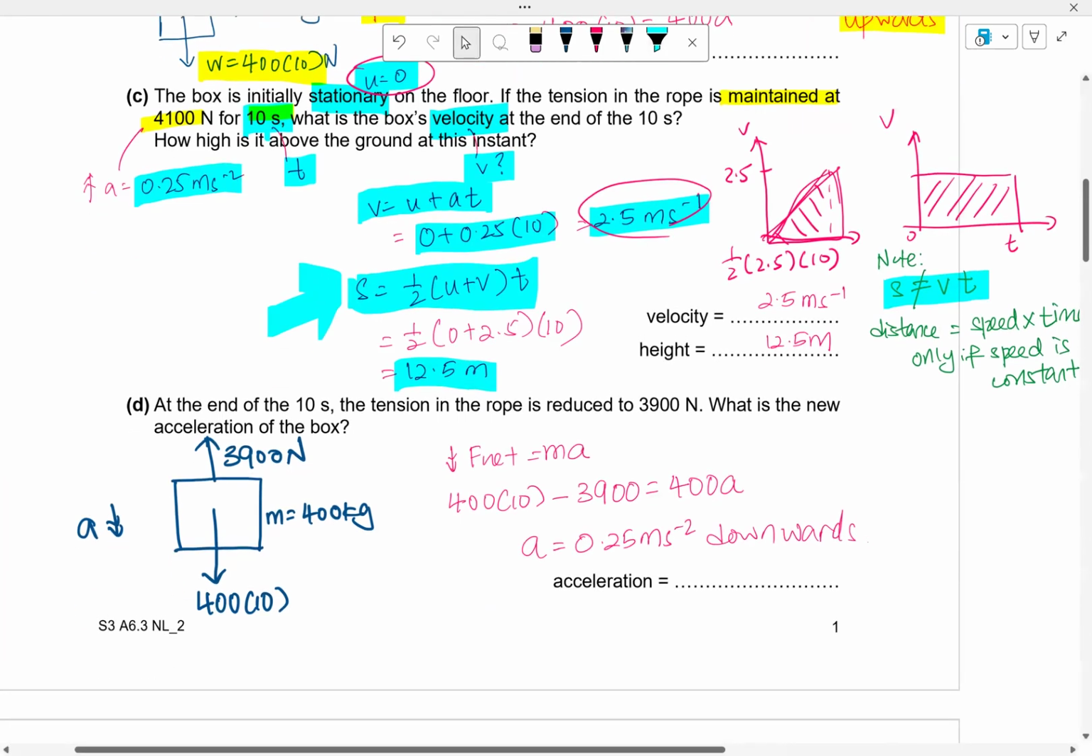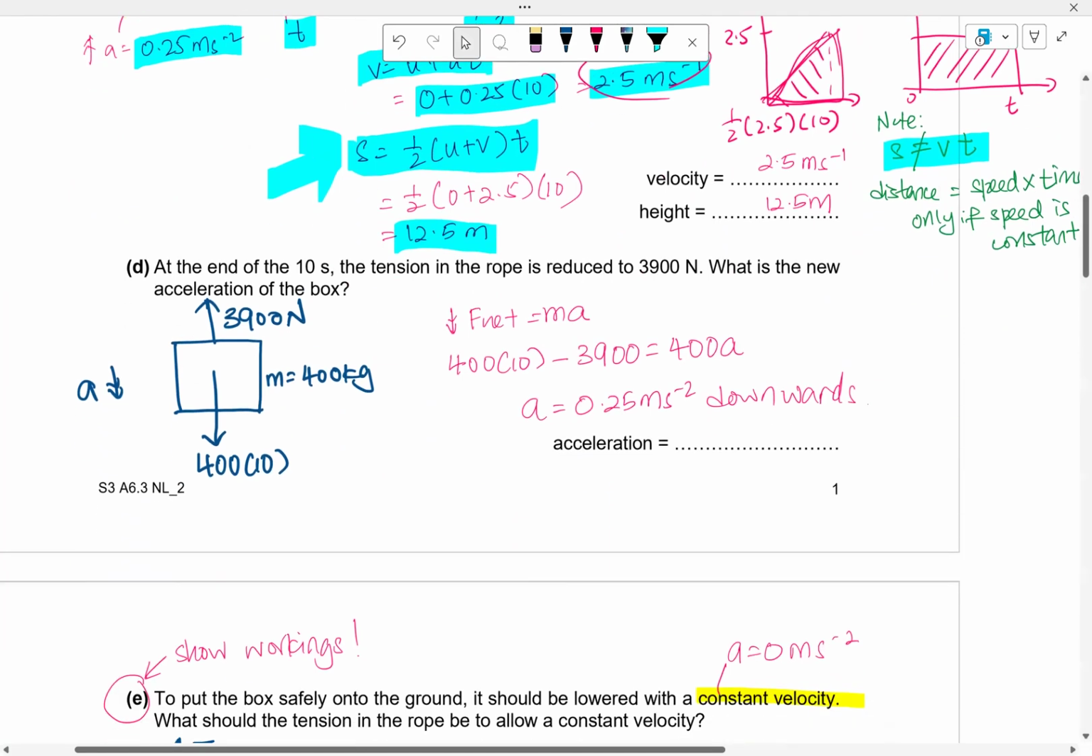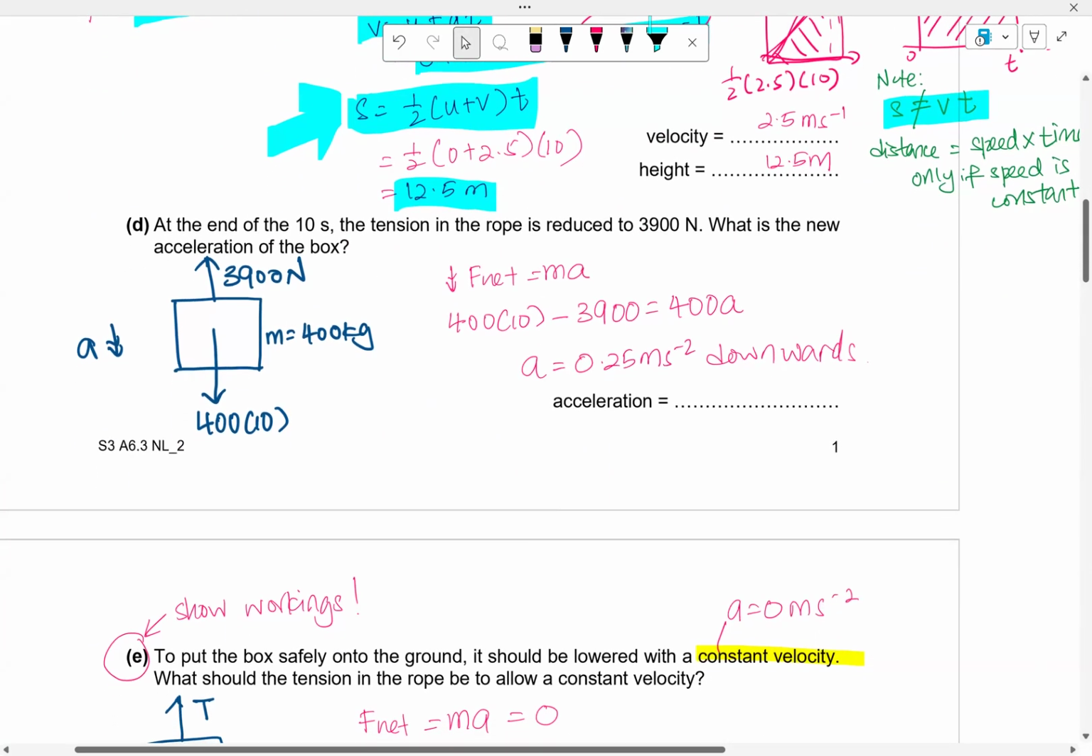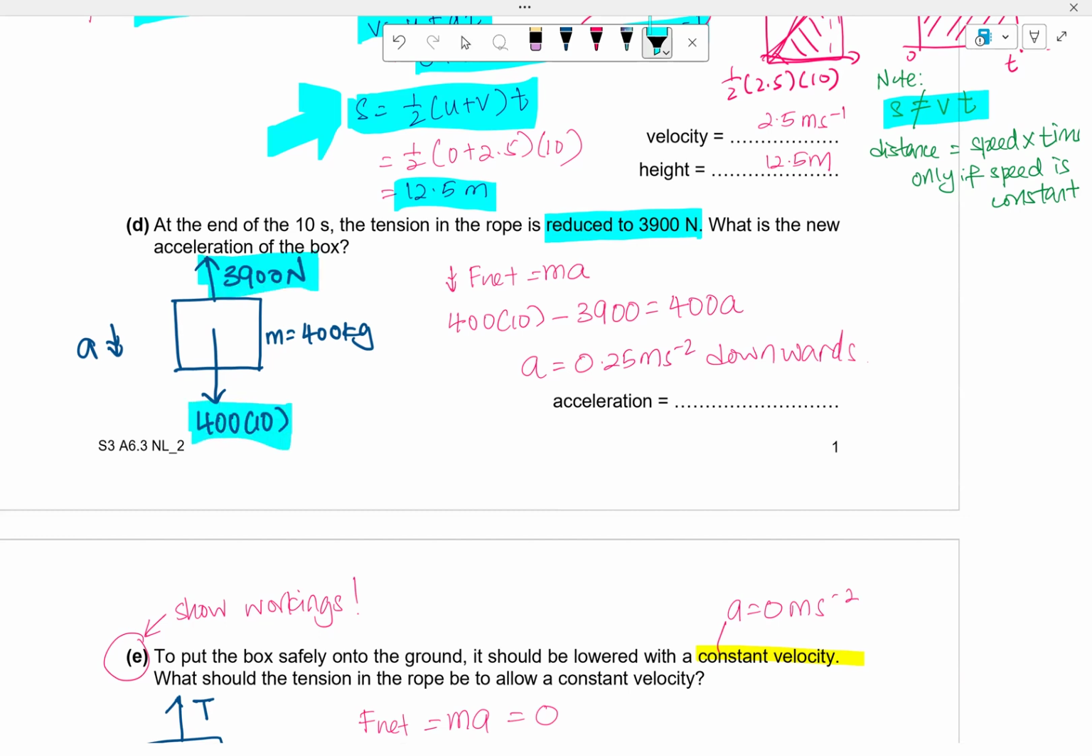Part D: at the end of 10 seconds, the tension is reduced to 3900. What is the new acceleration? Again, we compare the forces acting on the box. One is the tension upwards, 3900. The other is the weight, 4000 downwards. Just by looking at these two values, we can conclude that the net force must be in the downward direction, so acceleration must be downwards. Since net force is downward, I take the downward force minus the upward force equals ma, and therefore acceleration is 0.25 in the downwards direction.